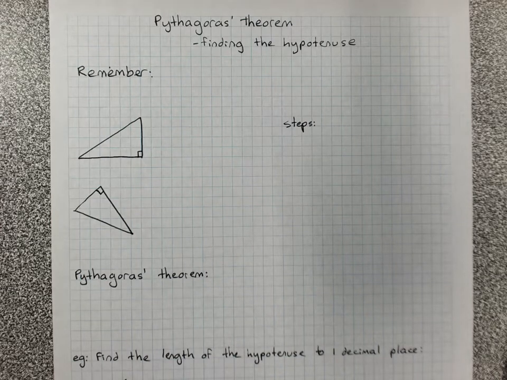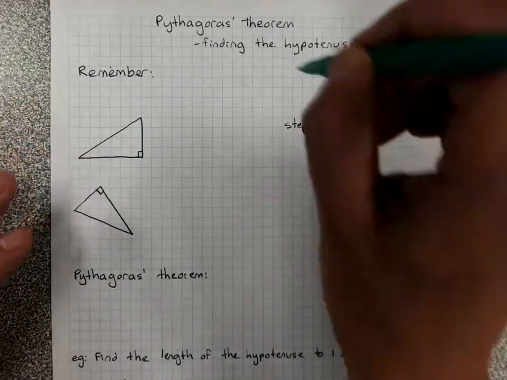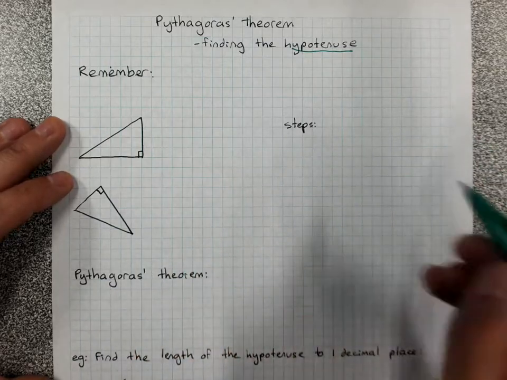Pythagoras' theorem, finding the hypotenuse. So we should remember from last year that the hypotenuse of a right-angled triangle is the longest side.